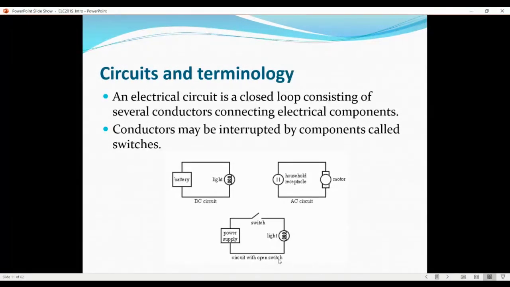Okay, and then of course, there's also something called a switch, which basically interrupts conductors with the current flow. And you can see that's how it looks. They're just showing some basic circuits.